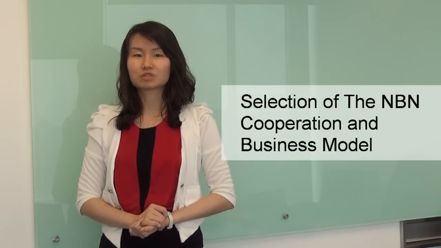Next, we have the selection of the NBN cooperation and business model, which basically defines the interworking relationship between the stakeholders, specifically the different categories of NBN users concerning the different layers of the network. There would be the retail service providers, the builders of active and passive network, as well as other key stakeholders. The relationship between these parties will also affect the roles and responsibilities of each of these builders during the operation and maintenance of the network.